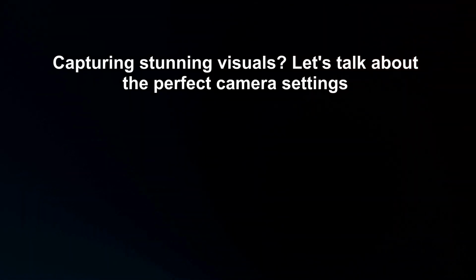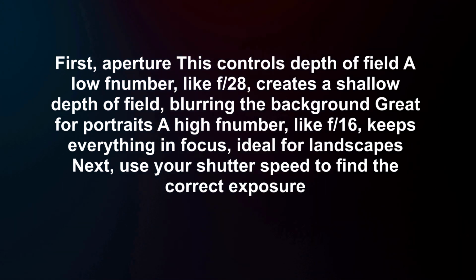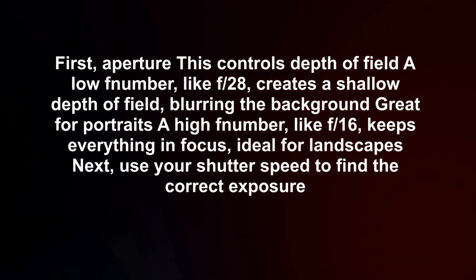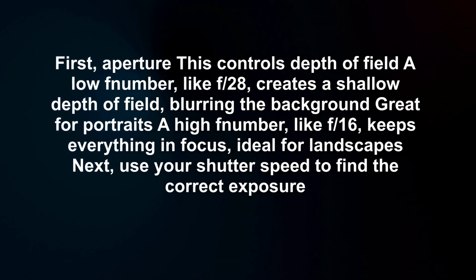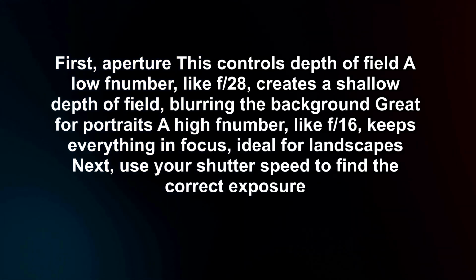Capturing stunning visuals, let's talk about the perfect camera settings. First, aperture. This controls depth of field. A low number, like f/2.8, creates a shallow depth of field, blurring the background. Great for portraits. A high number, like f/16, keeps everything in focus, ideal for landscapes.